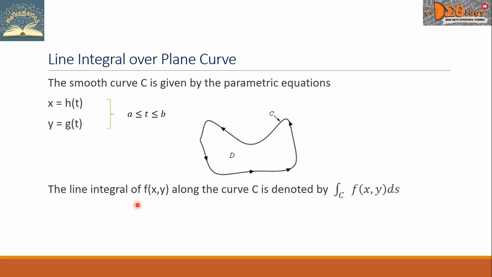The line integral of f of x y along the curve C is denoted by the integral of f of x y times ds, where ds is equal to the big square root of the square of the quantity dx over dt plus the square of the quantity dy over dt, and then the dt is here.